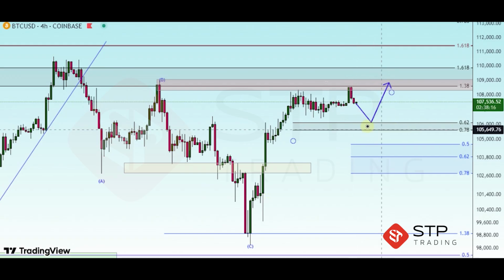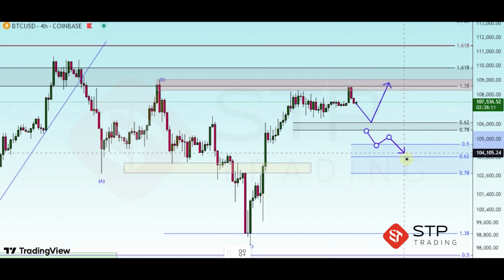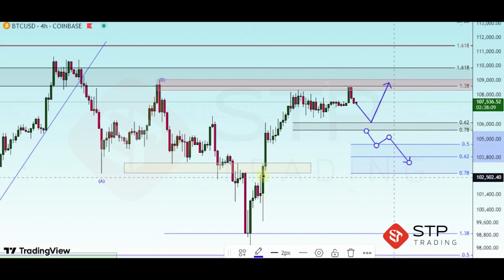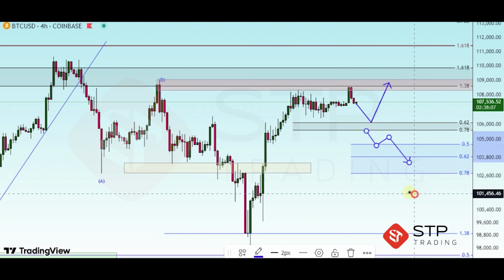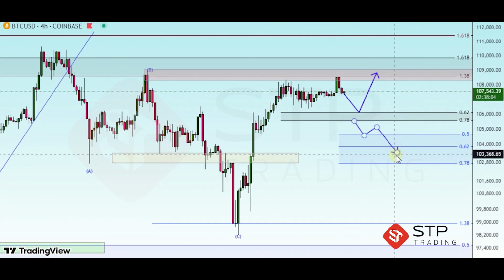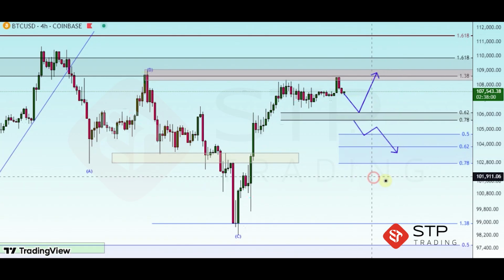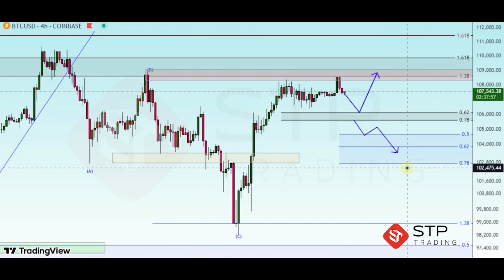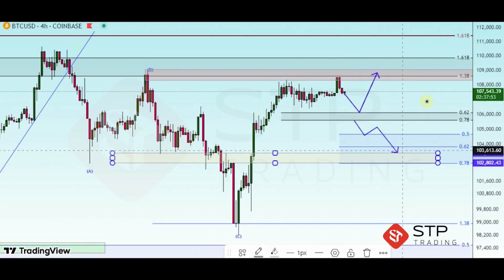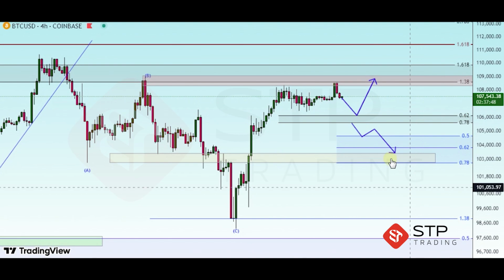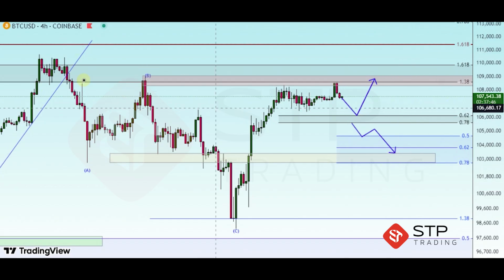If the correction breaks below this support area, the corrective and sideways trend could continue towards the next Fibonacci levels, potentially extending down to the 78% level as well. In this area, wave E of the triangle could also form, and as long as the price fluctuates above this zone, a sharp upward trend could develop in the medium term, allowing the price to easily surpass previous highs.